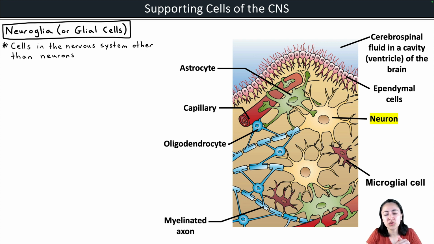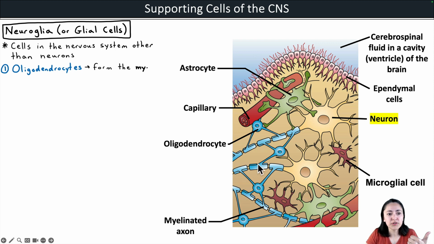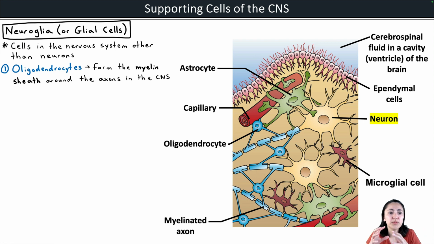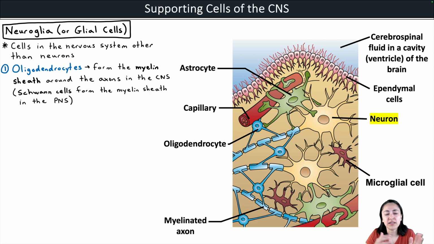Now, within the central nervous system, we have 4 major groups of glial cells. The first group is called the oligodendrocytes, and you can see them pictured in blue here. The oligodendrocytes are really important because they help to form the myelin sheath around the axons found within the central nervous system. Remember, Schwann cells are going to form the myelin sheaths in the peripheral nervous system.